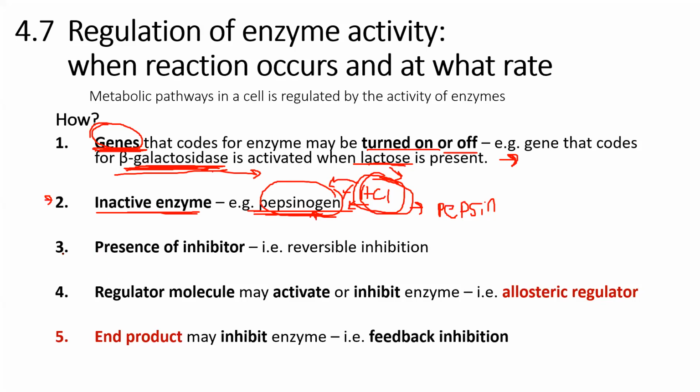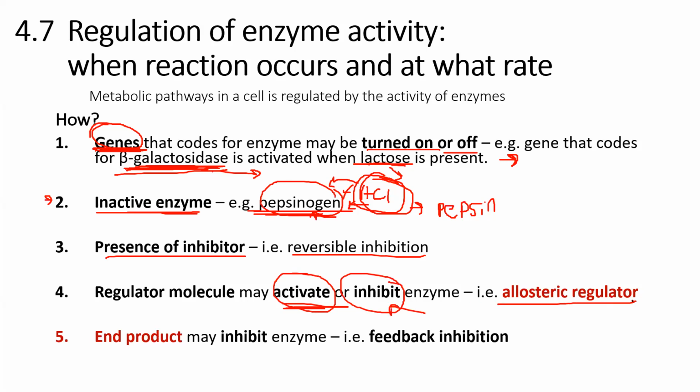The next one is the presence of inhibitors, such as reversible inhibitors. For a normal reaction, the rate of reaction increases. But as soon as you add inhibitors to the reaction, the rate of reaction will slow down. The next one is regulator molecules, such as activators or inhibitors. If an activator binds to the enzyme, it will activate the enzyme. If inhibitors bind to the enzyme, it will inhibit the enzyme.